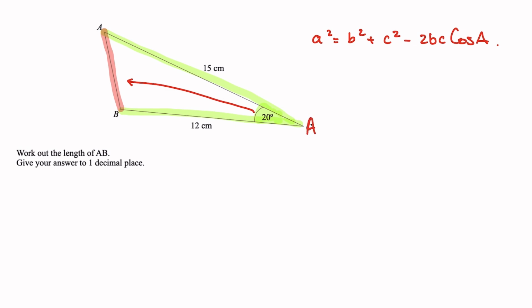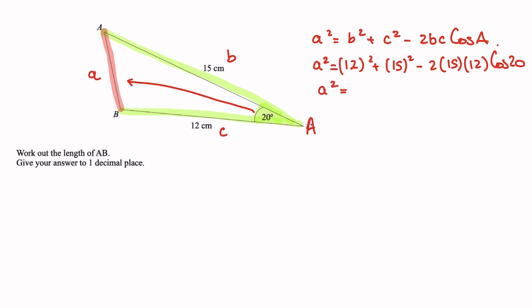Again, if they label the triangle differently, you can change the side labels. So my angle is always going to be my a, and the side that's opposite my angle is always going to be my small a. And my b and c, as I said, it doesn't really matter which one is which. So a squared is equal to 12 squared plus 15 squared minus 2 times 15 times 12 times cos 20.